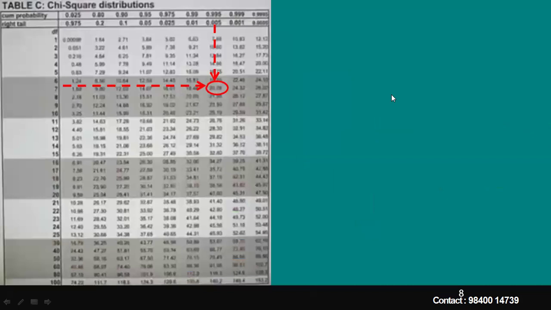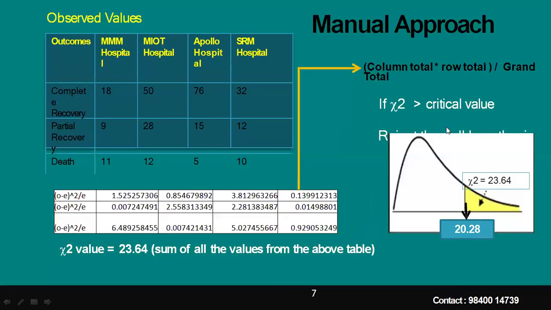And yeah, the table, okay, you can find it manually. So same thing, chi-square equals 23.64. Your chi-square value is 23.